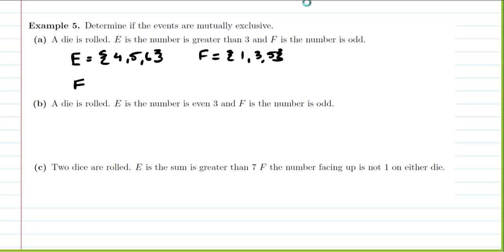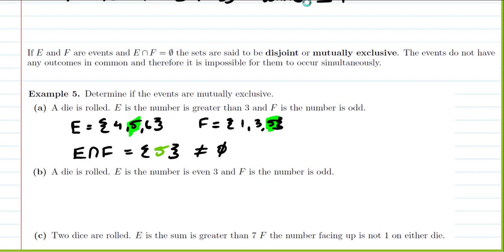So we check their intersection. What is E intersect F? Do E and F share any elements in common? 5. So the intersection of E and F is the number 5, because 5 is both greater than 3 and an odd number. So this is not equal to the empty set. So are our events mutually exclusive? No, because to be mutually exclusive, E intersect F has to be empty. So not mutually exclusive.